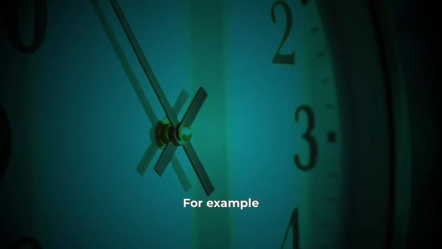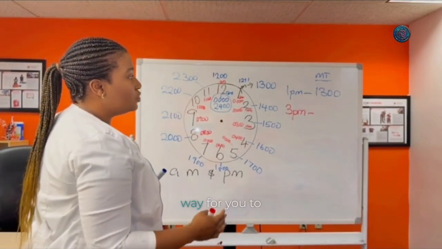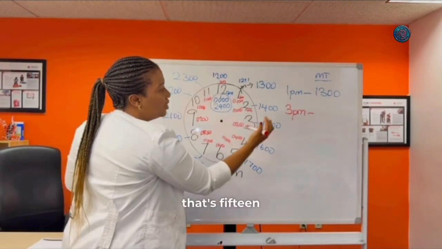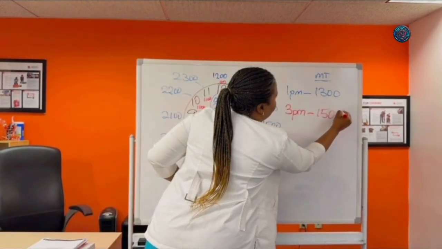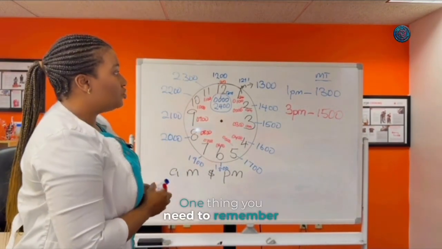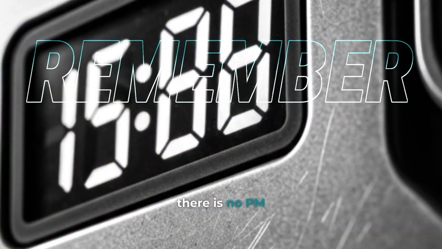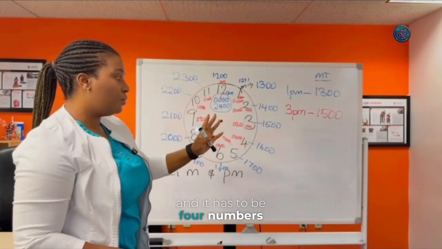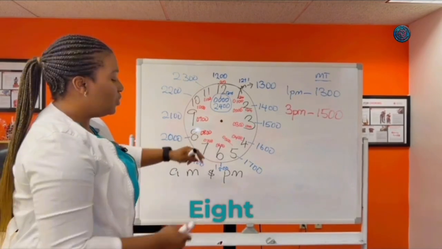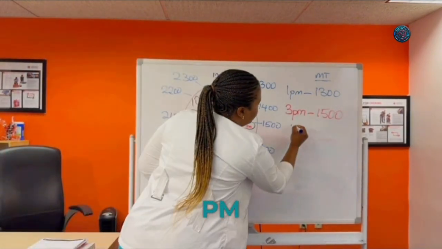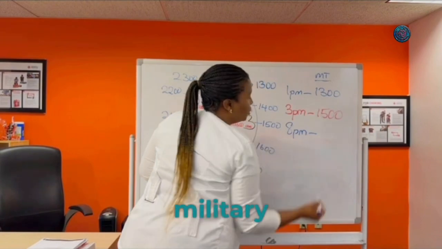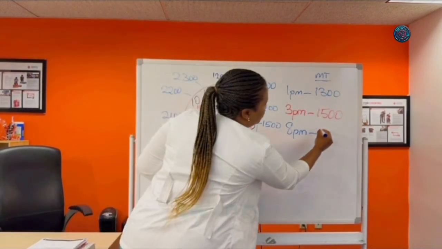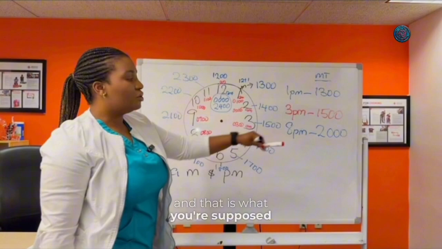For example, let's say you're given 3 PM and you're told to convert that to military time. Like I said, the easiest way for you to do that is 3 plus 12, that's 15, and that's 1500. One thing you need to remember is for military time, there is no PM and there is no AM. It's just numbers, and it has to be 4 numbers. Let's do another conversion. 8 PM to military time. 8 plus 12 is 20, and that is what you're supposed to get.